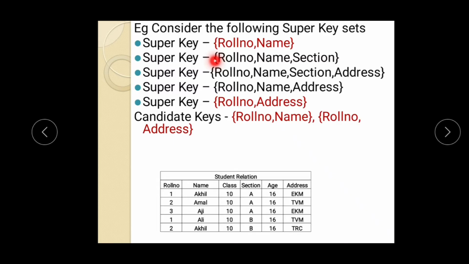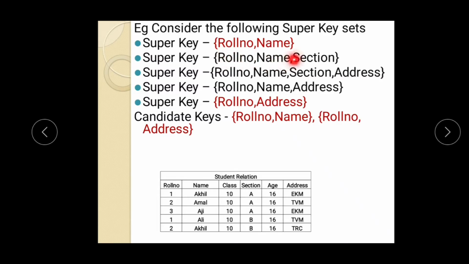How can I identify a candidate key? I can reduce. Consider this one: roll number, name, section. I can reduce this super key. I can eliminate any one attribute from here, and we will check whether it is still a super key or not. Now here I am going to eliminate section. If I eliminate section, the remaining attributes are roll number, name. Is it a super key? Yes, it is a super key. So that can be a candidate key.